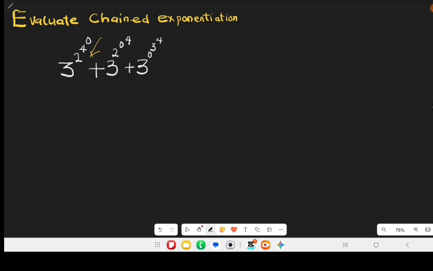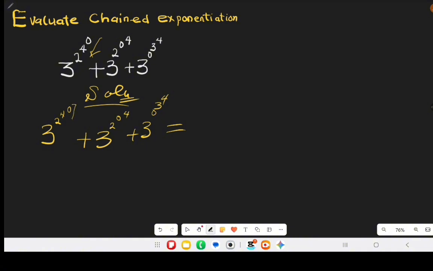What we do, we say solution. 3 raised to the power of 2 raised to the power of 4 raised to the power of 0 plus 3 raised to the power of 2 raised to the power of 0 raised to the power of 4 plus 3 raised to the power of 0 raised to the power of 3 raised to the power of 4 is equal to, we first consider the top two powers.